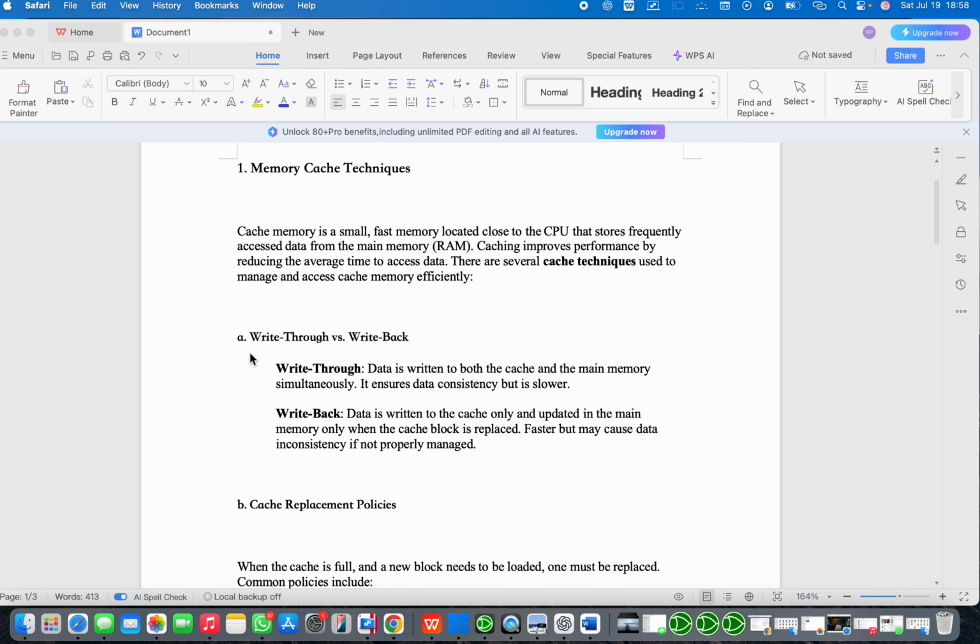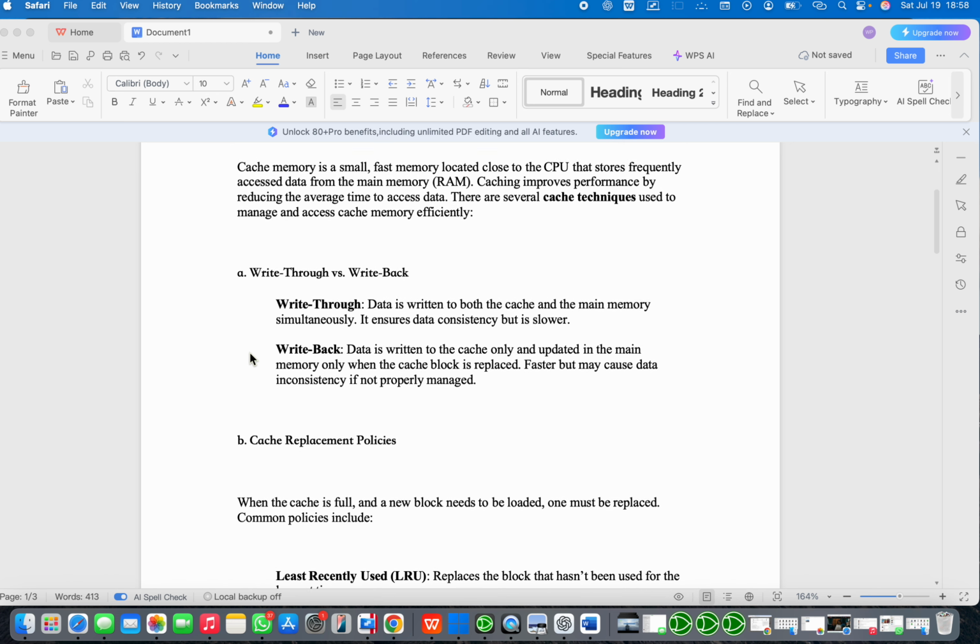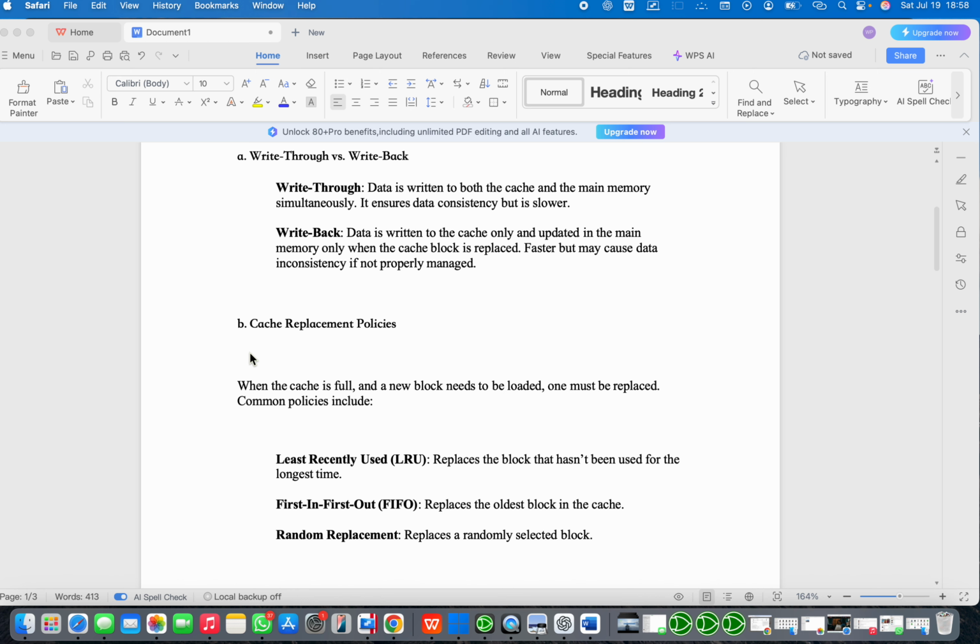Faster but may cause data inconsistency if not properly managed. So with write through, the data is written on both the cache and the main memory, which is much slower because once it's written on the cache memory, it has to go back to the main memory to write this data. And write back will just replace information on the cache alone without getting closer to the main memory. Sometimes this causes inconsistency if not properly managed, because once the cache memory is full, it will delete the oldest or the least frequently used data and use the space to store the new data that is about to be written on the cache.